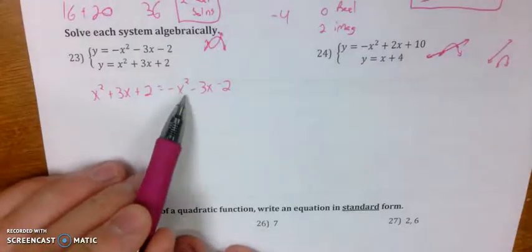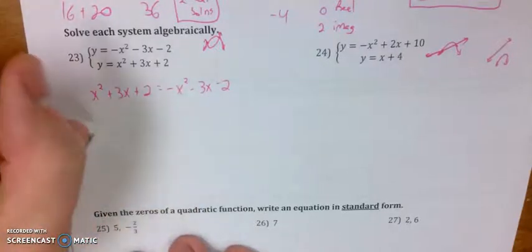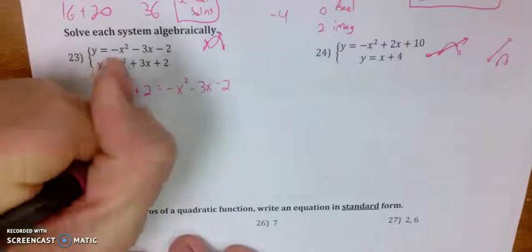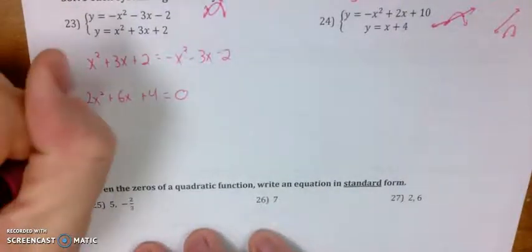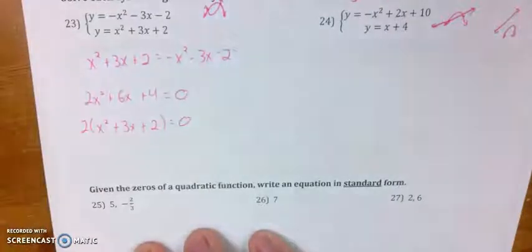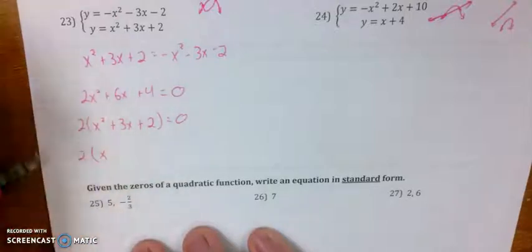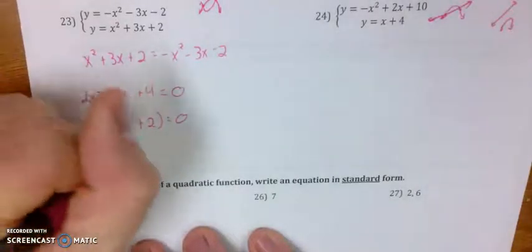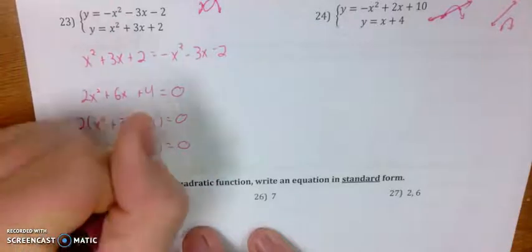All right, so first thing I'm going to do is stack everything over to this side. So I'm going to add x squared, add 3x, and add 2. So I get 2x squared plus 6x plus 4 equals 0. Now I'm going to factor this and solve. When factoring, always look for a GCF first. Once I have that, I can go ahead and continue to factor. So numbers that multiply to 2 and add up to 3 would be positive 2 and positive 1. My x values then are negative 2 and negative 1.